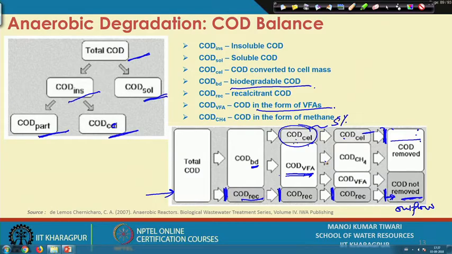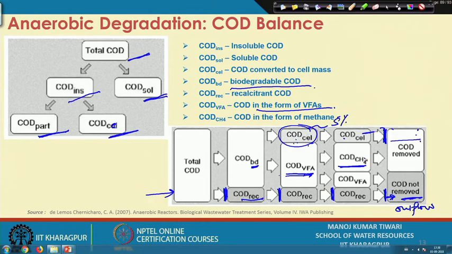Of the total VFAs, there will be methane production. So, a significant amount of this goes to methane. This is the biogas that is produced, or the methane that is produced. So, the COD of the VFA will be converted to COD of the methane, and there will still be some COD of the VFA left in the system, which are still volatile fatty acids dissolved in the system.